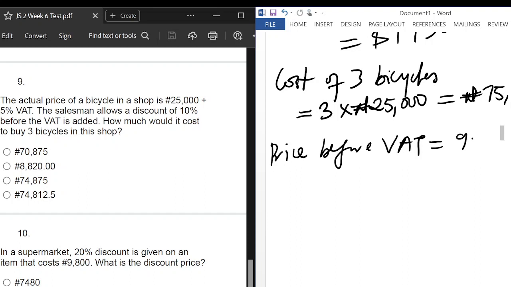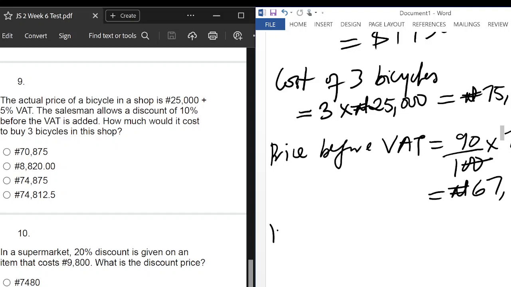So that is 90% of 75,000. So 0 cancel 0. So that is 90 multiplied by 750, which gives us 67,500. So now the next thing is to calculate VAT on this.